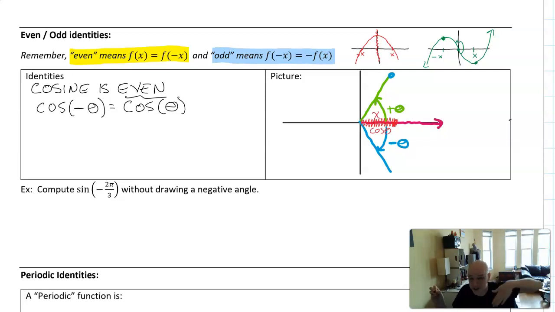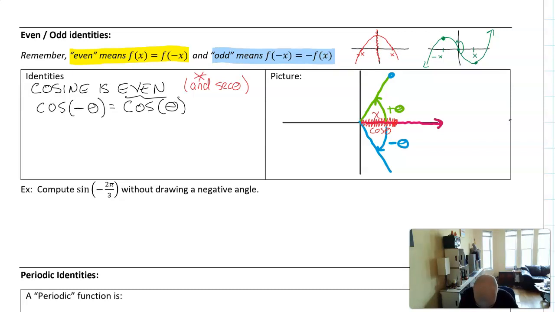Because they're both pointing either both left or both right. So cosine is actually an even function. And I'm going to also say, and its reciprocal, secant of theta, is even as well. So that's the first even-odd identity, is that cosine is even.